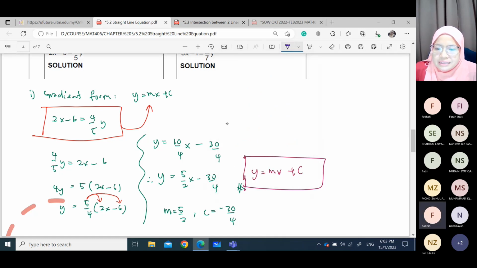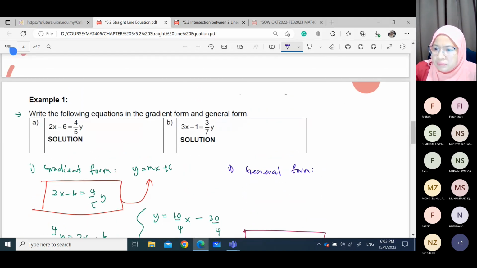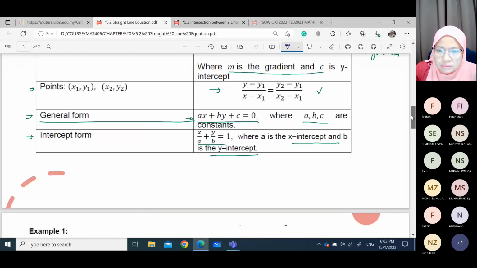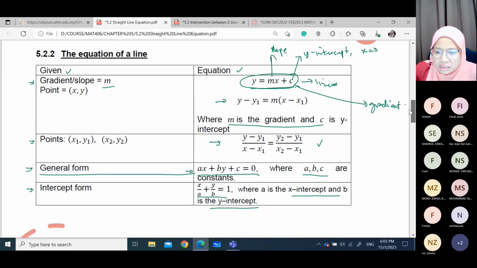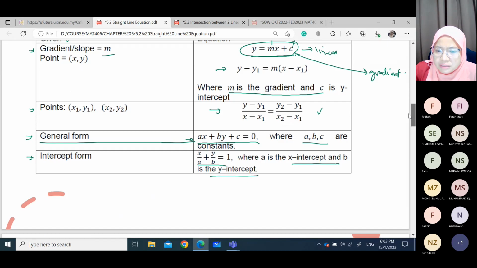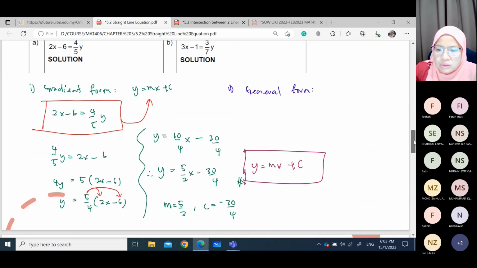Okay, so next, boleh. So next general form. Number 2 in a general form. So in general form, yang atas tadi ax plus by plus c equal to 0. Yeah, ax plus by plus c equal to 0. So general form in terms of ax plus by.